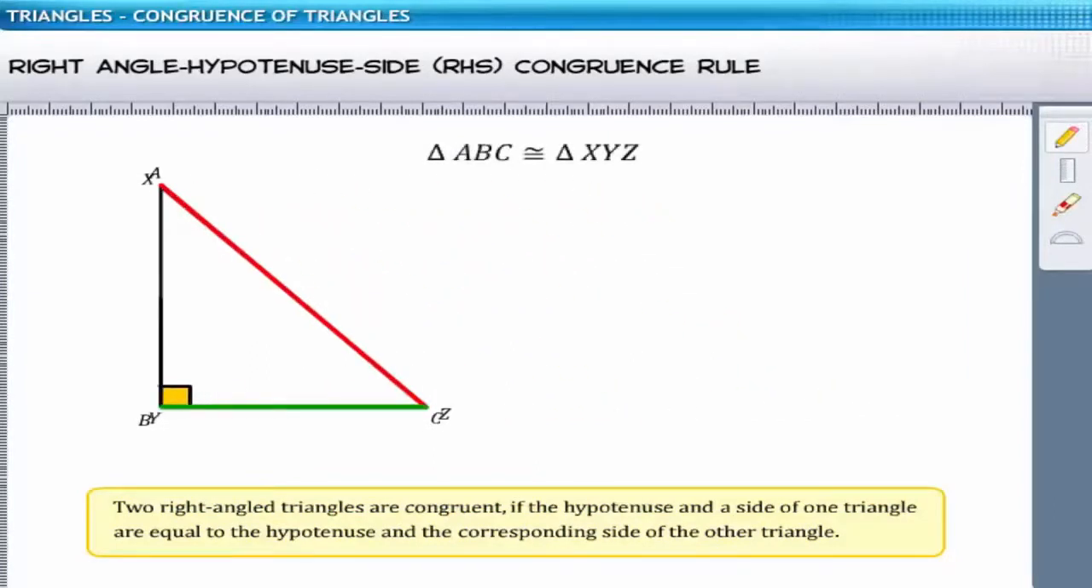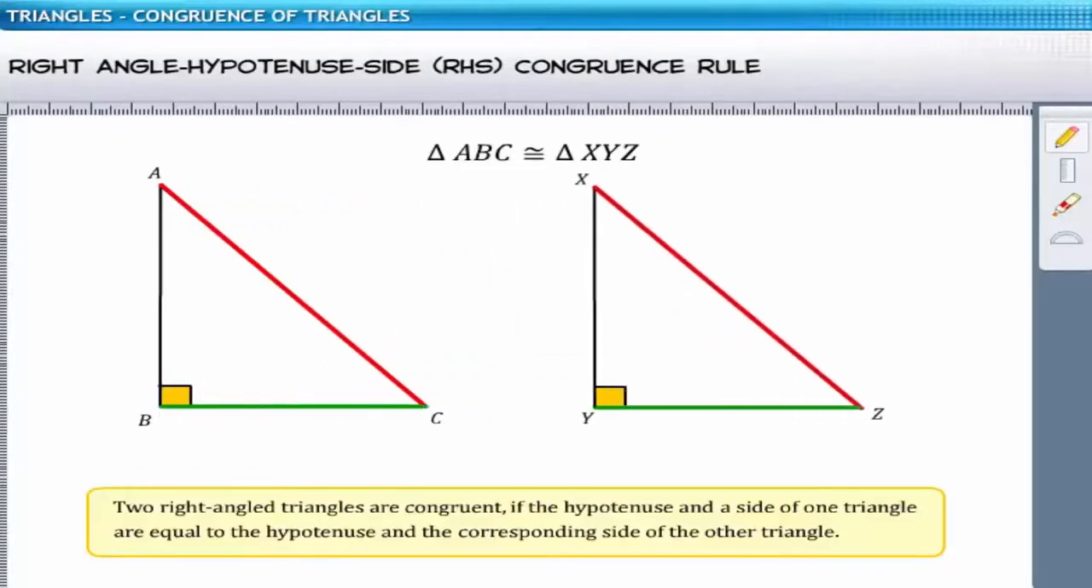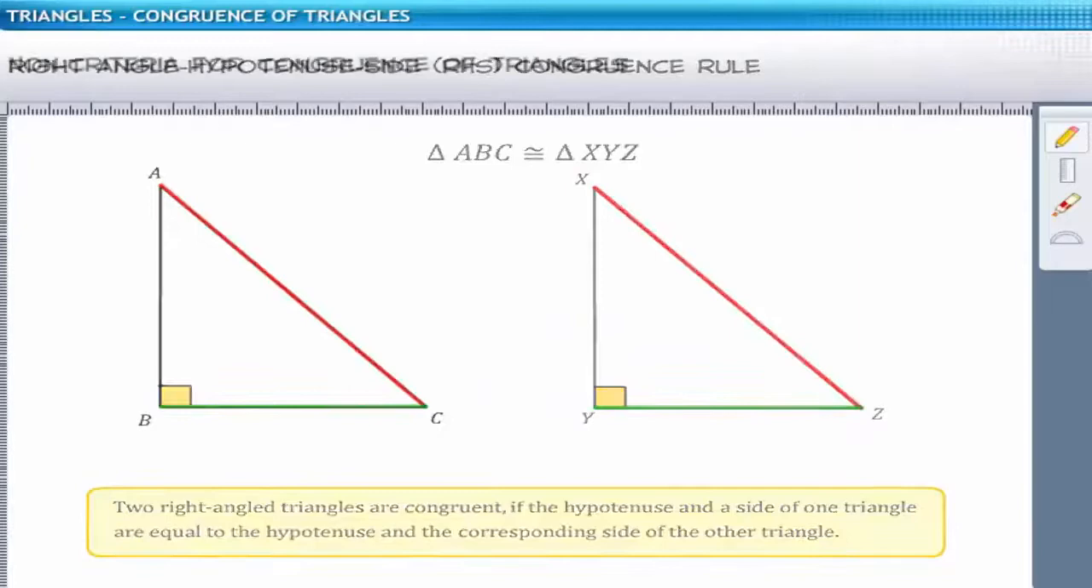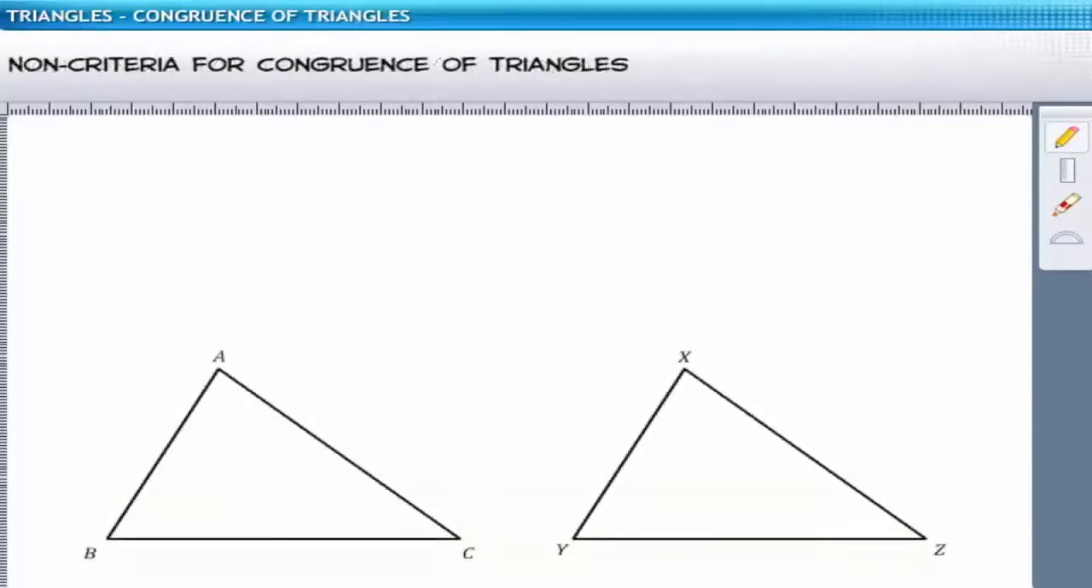This rule is applicable only for the right-angled triangles, while the rules studied so far are applicable for any triangles. As you've seen, we say two triangles are congruent if at least three parts of one triangle are equal to the corresponding three parts of the other triangle. But this is not always true.